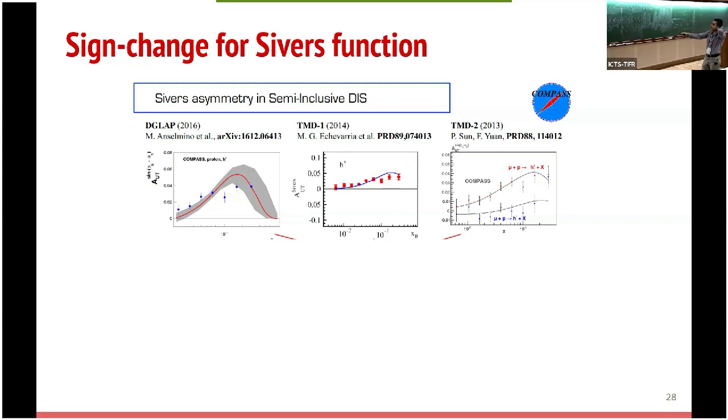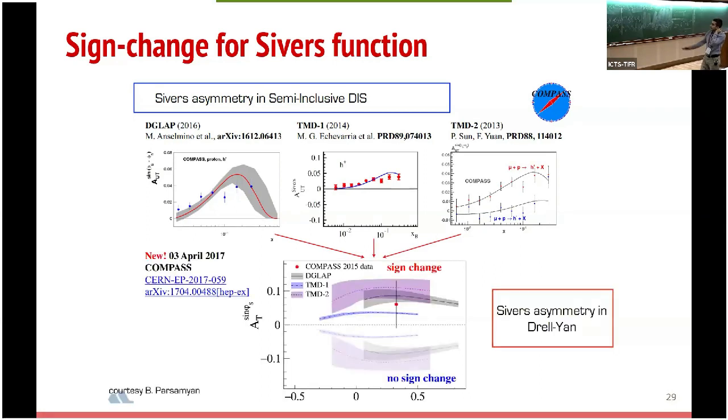Okay, so this is what you get for the Sivers asymmetry in semi-inclusive DIS. The points are the measurements. The curves are different extractions of the Sivers asymmetry and the Sivers function. Now they also measured the Sivers asymmetry in Drell-Yan. This is a slightly outdated plot, but I don't believe the new measurements add more to the precision. So you see that with the free extractions of the Sivers function that you have here in semi-inclusive DIS, they try to describe the Sivers asymmetry in Drell-Yan.